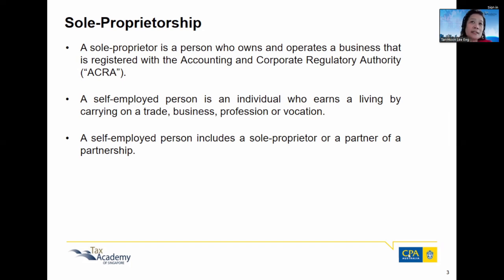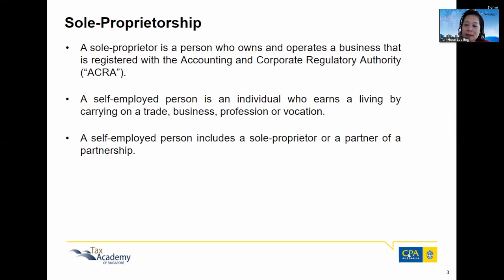So basically what we are saying is that for a sole proprietorship, the business entity, we won't be taxing that, but we tax it in the hands of the owner of the business, which is the sole proprietor. The sole proprietor is an individual person, it can be a corporate entity. So taxation is in the hands of the sole proprietor.